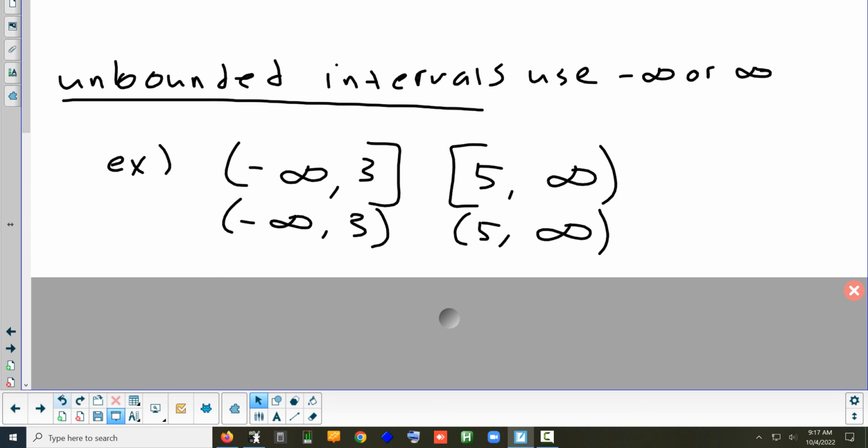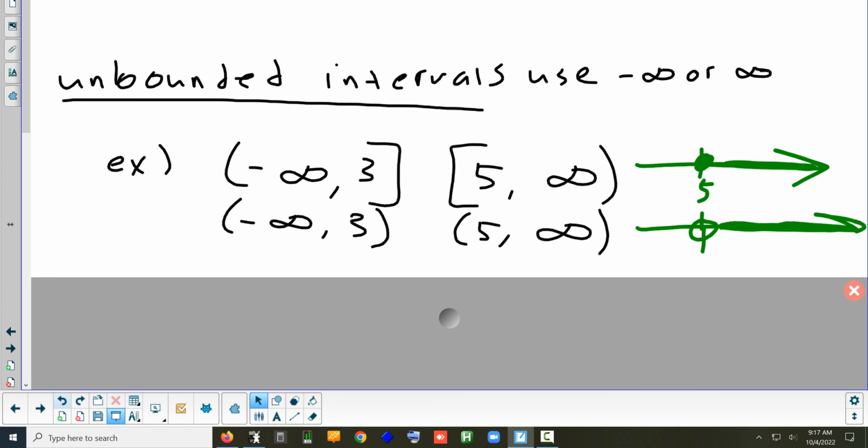And if you wanted to draw one of these as an inequality, this is not a between. This is an arrow that goes in one direction and never stops. So this one would look like this. This basically means any number greater than or equal to 5. This one would be any number greater than 5.